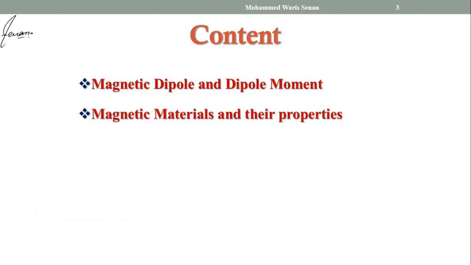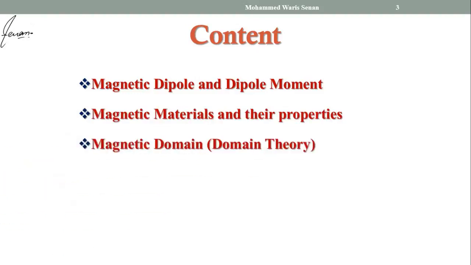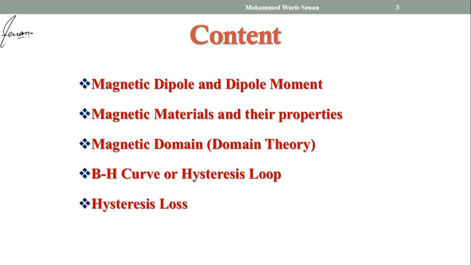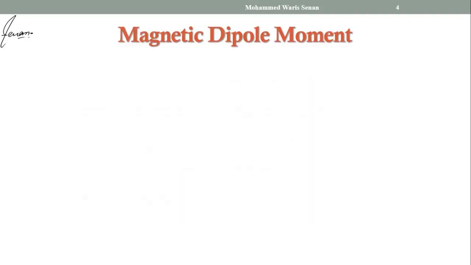And then we'll go to the different types of magnetic materials. We'll discuss their properties. Next, we'll discuss the domain theory of ferromagnetic material. After that, we'll draw the BH curve of ferromagnetic material and we'll discuss why this BH curve is also called a hysteresis loop. And in the last, we'll discuss the hysteresis loss. So let's start with the dipole moment.